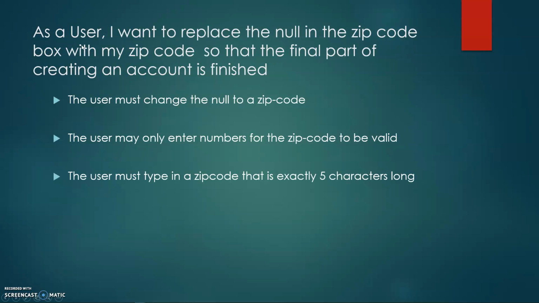As a user, I want to replace the null in the zip code box with my zip code so that the final part of creating an account is finished. The user must change null to a zip code. The user may only enter numbers for the zip code to be valid, and the user must type a zip code that is exactly 5 characters long.